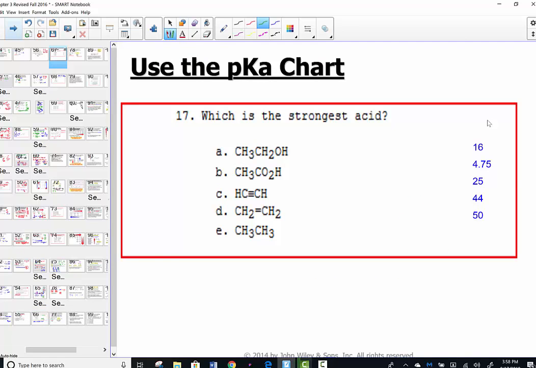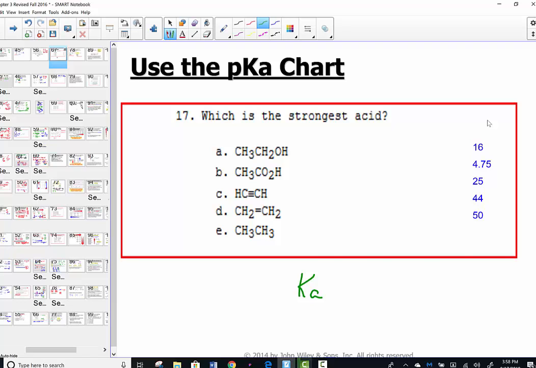Which is the strongest acid? I don't know unless I use my Ka chart. But we can talk about a little bit of trends here. We can talk about things that we see in terms of numbers while we look at this particular problem.